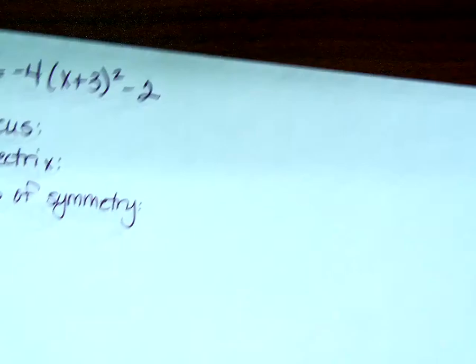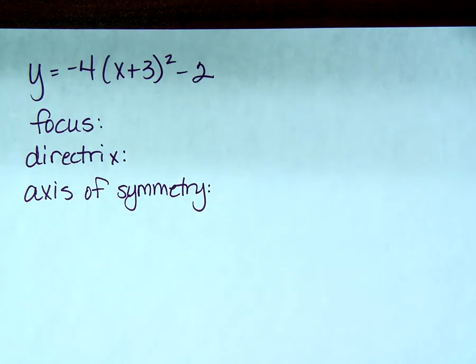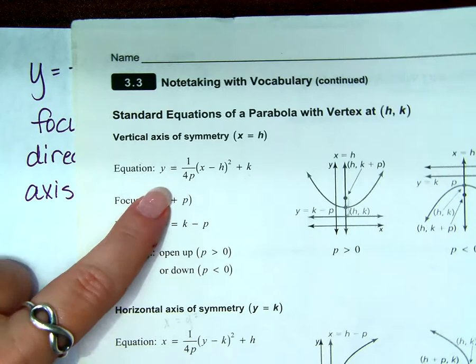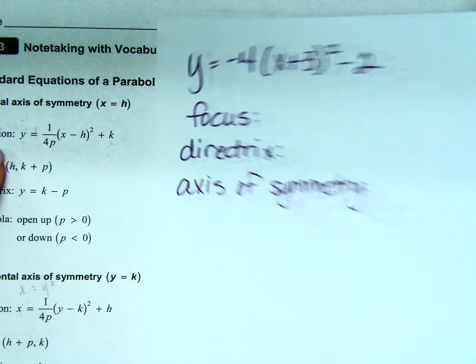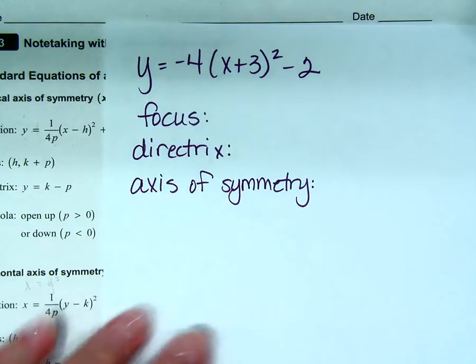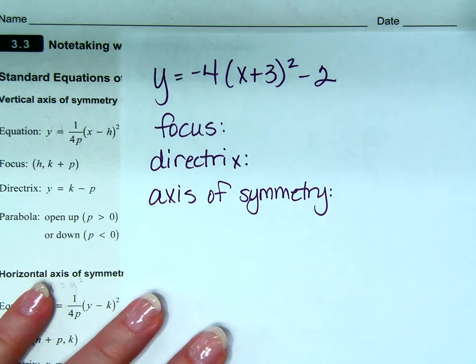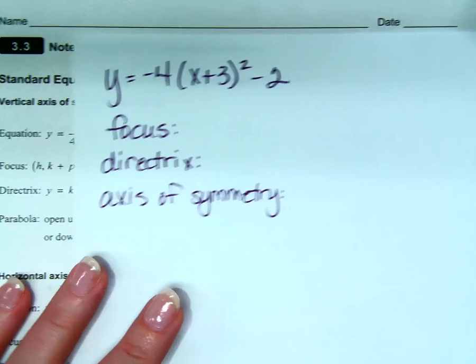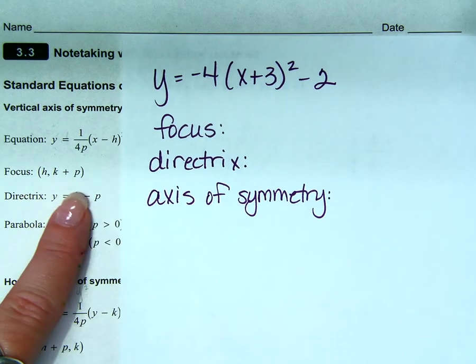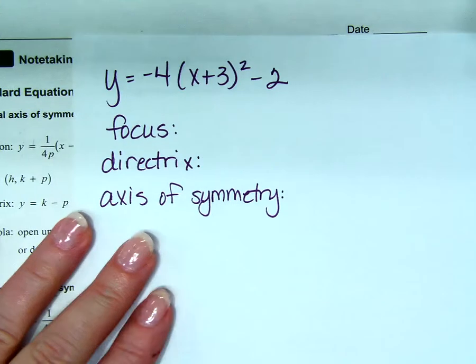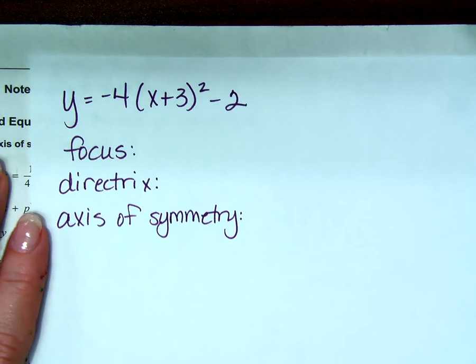What if I give you the equation and ask for all this stuff? Okay, so first of all, it's y equals, so it's this top one. It's a vertical axis of symmetry. So here's all the equations that we're going to use. But before I even use formulas, what do I know that I'm going to need to know? H and K and P. So let's see if I can figure those out.